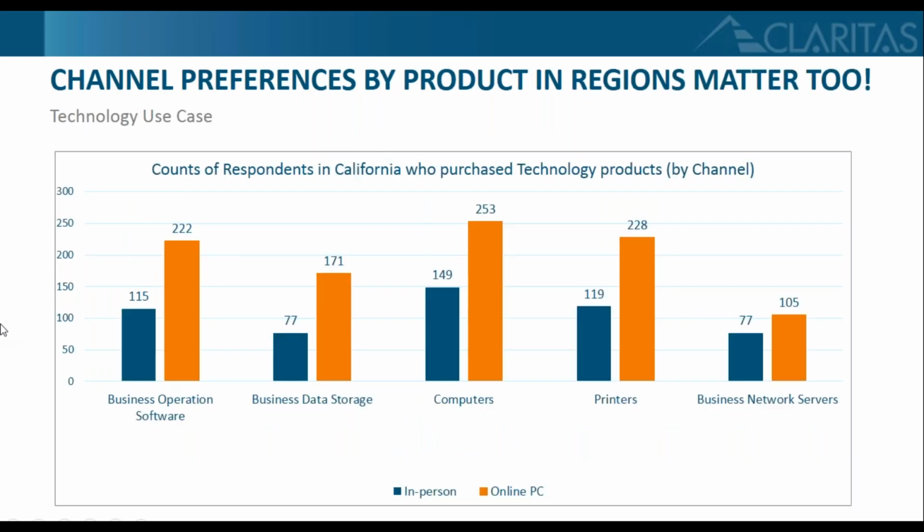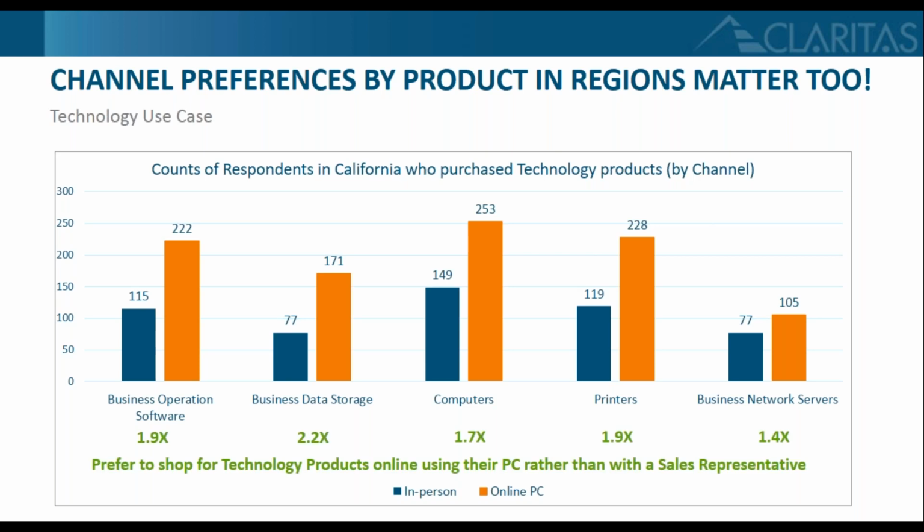So as we deep dive a little bit further, we talked about California versus Virginia. I want to hit on this: within a state, there are differences, right? We saw from the previous slide that California much prefers online versus in person. And these are just counts from people in our survey. Business operations software: 222 online versus 115 in person. And you can see that orange bar is dominant for every single product. But as you go across, I want to point out the item in green here. That 1.9x shows that people prefer online almost twice as much as in person. And you can see those counts for each one of them.